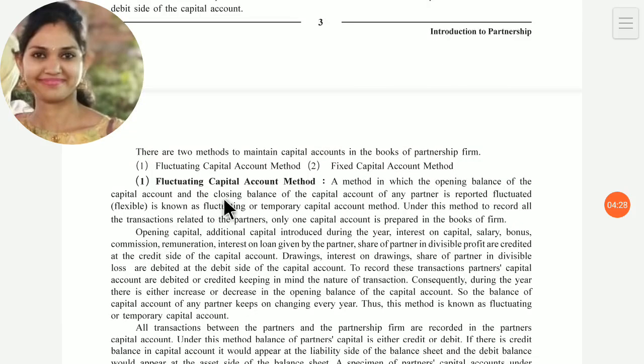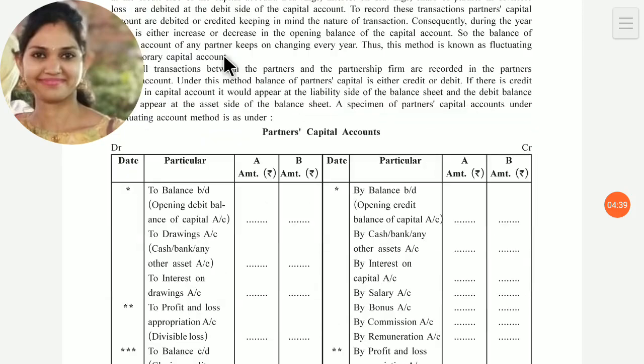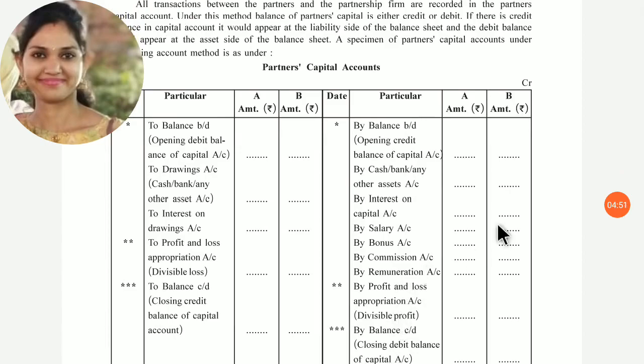Again, in the fluctuating capital account method we have to prepare only one account, the capital account. All the adjustment entries are made in this account only. On the credit side we will write the opening balance, it means opening capital, interest on capital, bonus, commission, salary, remuneration and profit. It means whatever beneficial particulars, all those items will be on the credit side. And then on the debit side, drawing, interest on drawing and loss. Okay girls?